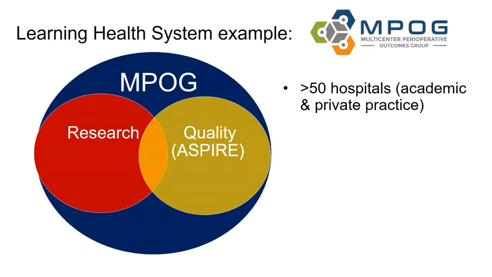One example of a learning health system applied to the specialty of anesthesia is a group called the Multicenter Perioperative Outcomes Group. It's a group of clinicians, informaticians, and quality improvement champions across the country, united by the shared goal of using anesthesia data to improve care. There are two major arms: the research arm and a quality improvement arm called ASPIRE, standing for the Anesthesia Performance Improvement and Reporting Exchange.